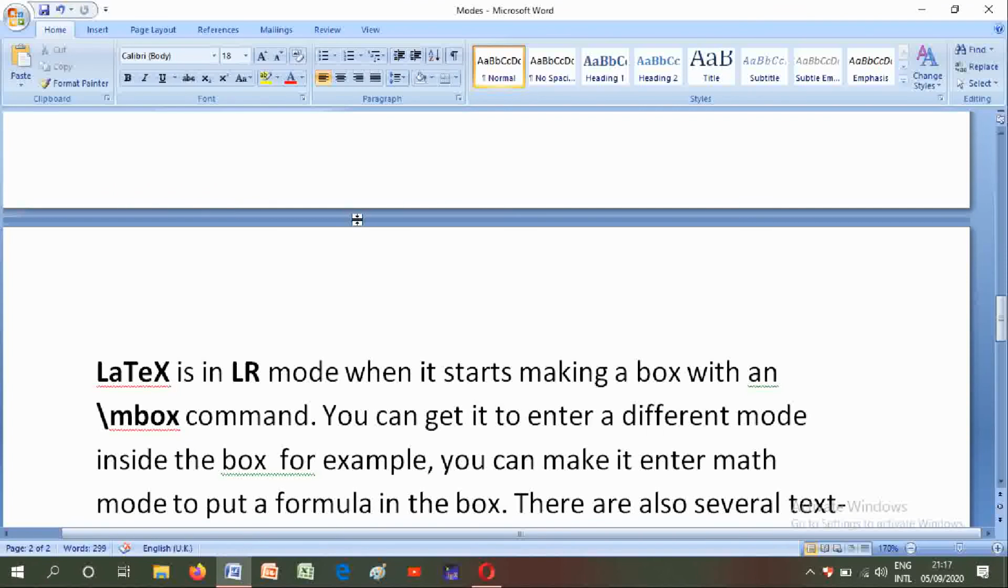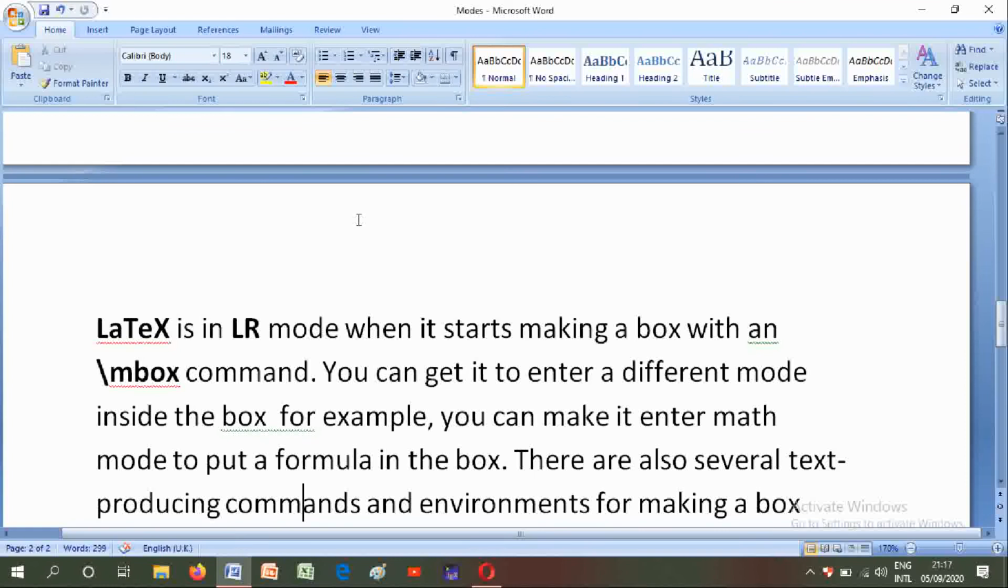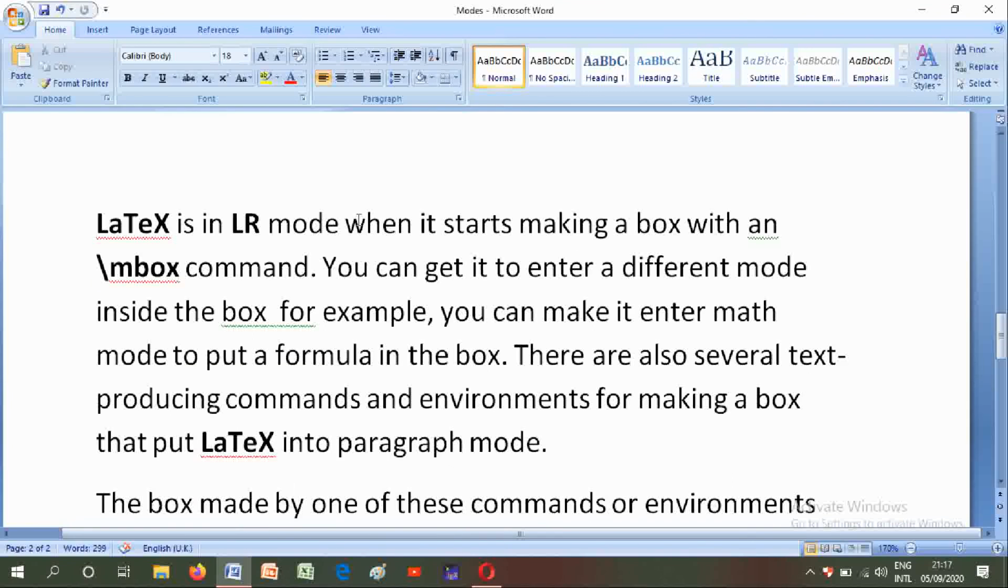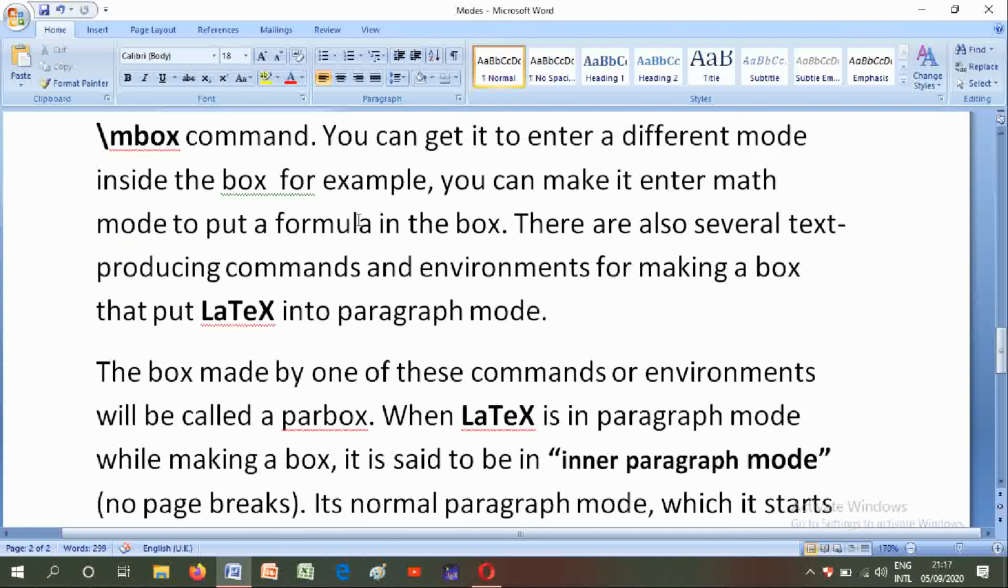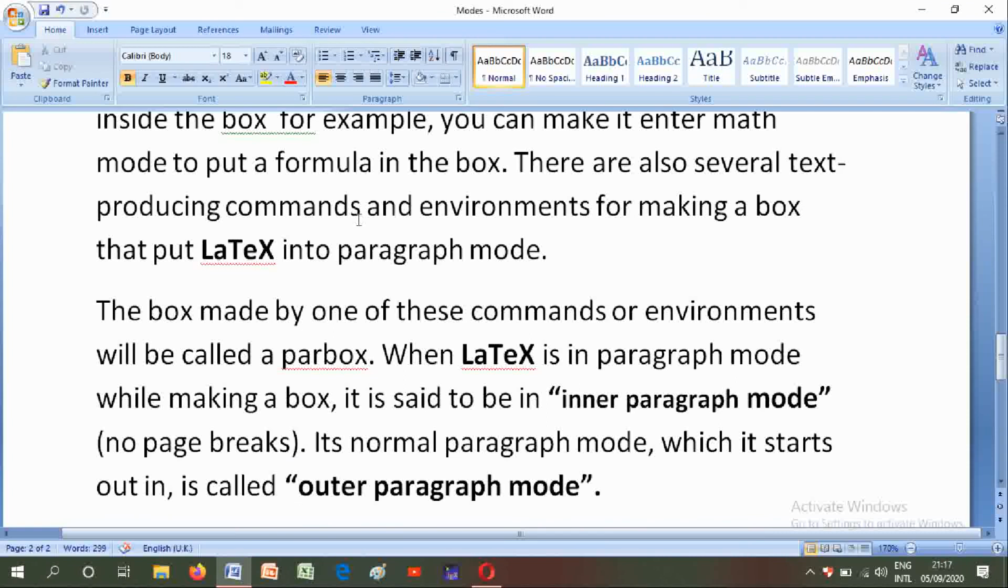LaTeX is in LR mode when it starts making a box with an \mbox command. You can get it to enter a different mode inside the box, for example, you can make it enter math mode to put a formula in the box. There are also several text-producing commands and environments for making a box that put LaTeX into paragraph mode. The box made by one of these commands or environments will be called a parbox. When LaTeX is in paragraph mode while making a box, it is said to be in inner paragraph mode, with no page breaks. Its normal paragraph mode, which it starts out in, is called outer paragraph mode.